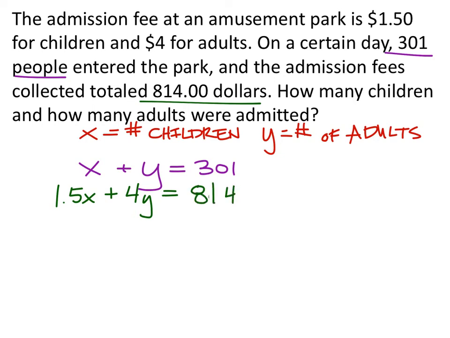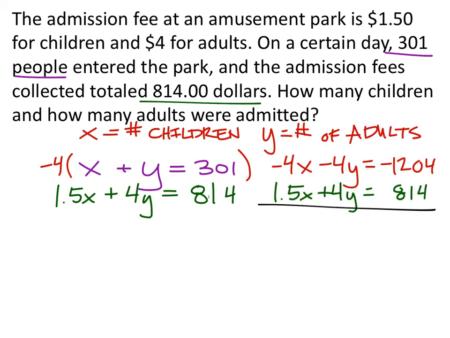So on the last problem like this, we used substitution. So I'm going to use elimination this time. And I'm going to choose to eliminate the y's. So I'm going to multiply this top equation by -4. Well, now the y's will eliminate. And if I add these two together, I've got negative 2.5x equals negative 390.